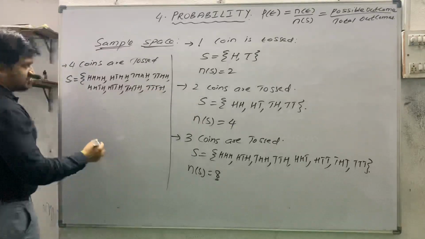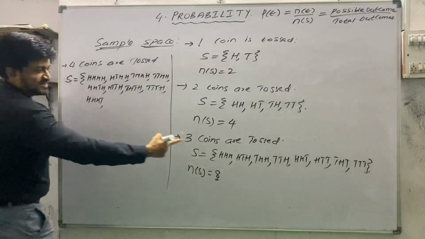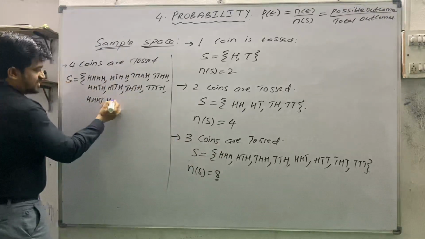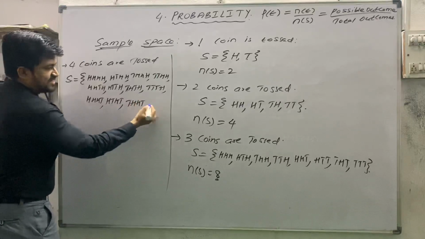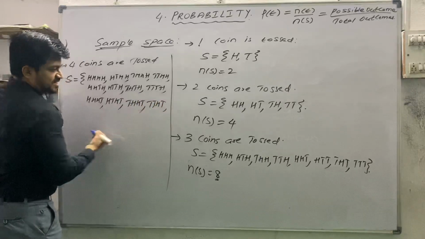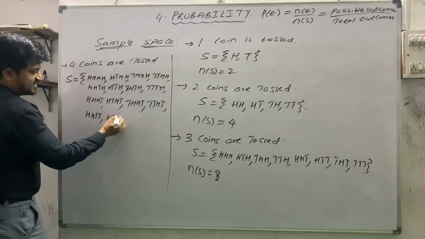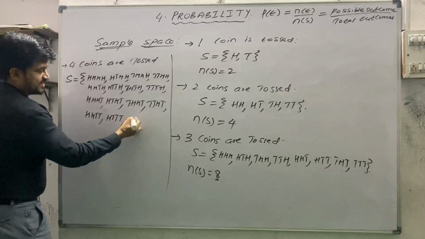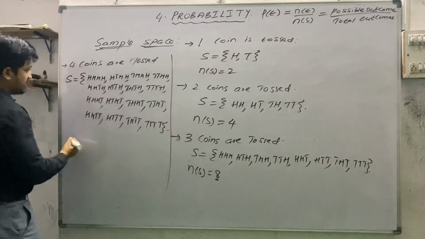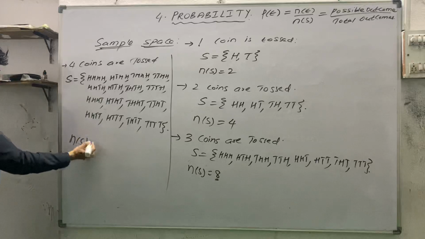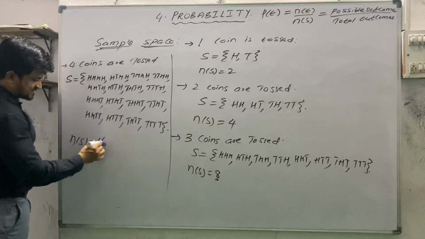Then the same cases we have to take. Now add T to it. HHH, T is added to it. Then HTH, I have added T. THH, again added T. TTH, again added T. Then we have HHT, T is added. HTT, T is added. THT, T is added. TTT, T is added. Now if we count the number of cases, we will get 16 cases.